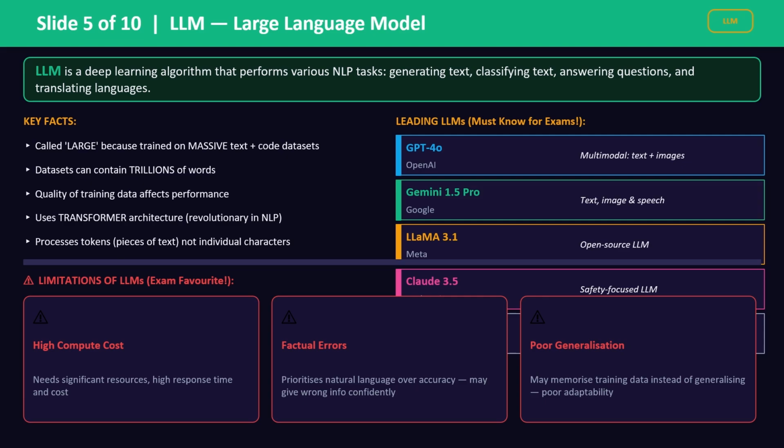Anthropic's Claude 3.5 prioritizes safety and Mistral AI's Mistral 8x7B uses a mixture of expert models.